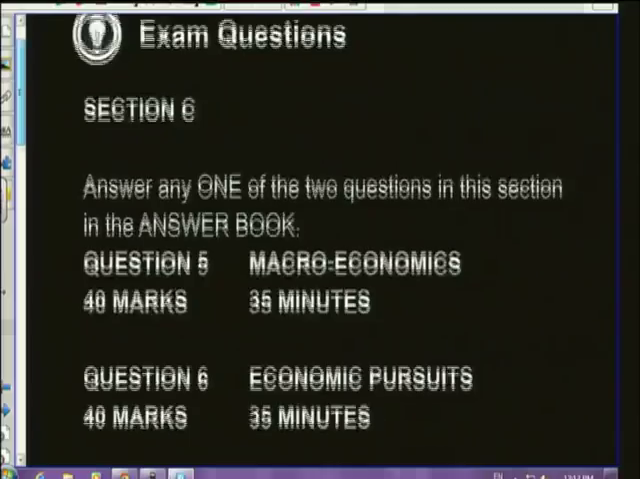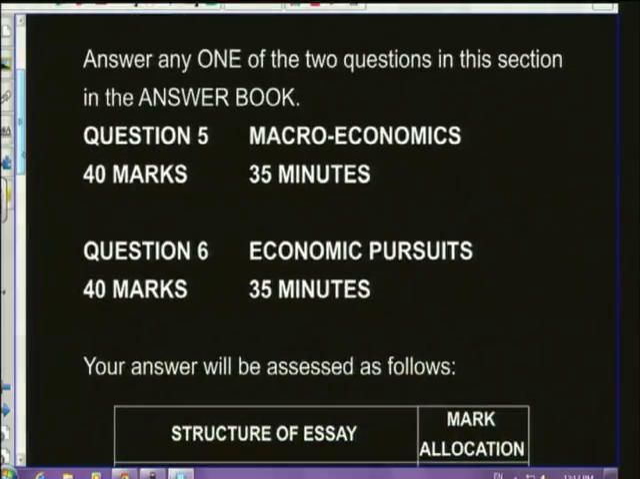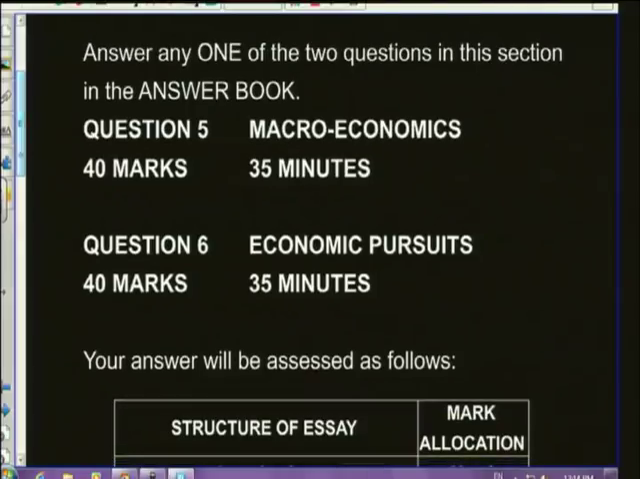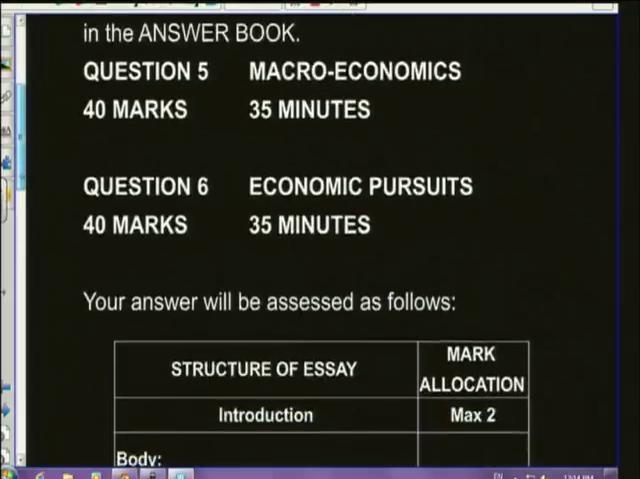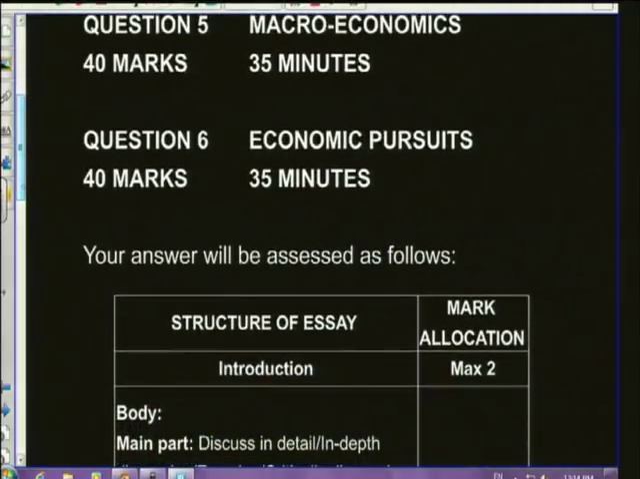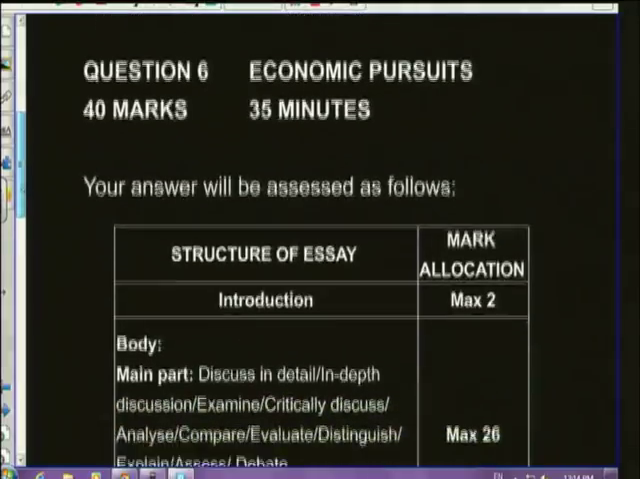Welcome back. We are now going to look at section C. Important thing that you have to remember about section C, this will cover 2 essays, an essay from each one of the main topics that you had to study. And this is what the instruction looks like. Answer any one of the 2 questions in this section in the answer book. Question 5 will always be on macroeconomics. It's a question for 40 marks, and the minutes that you should spend on it would be 35. Question 6 will cover economic pursuits, 40 marks, and don't spend more than 35 minutes on this question.